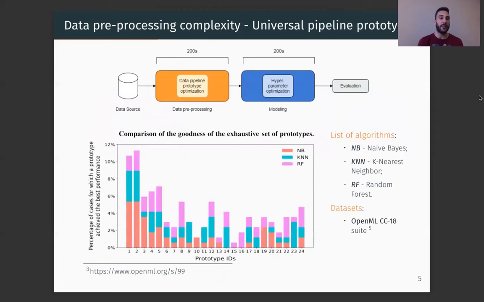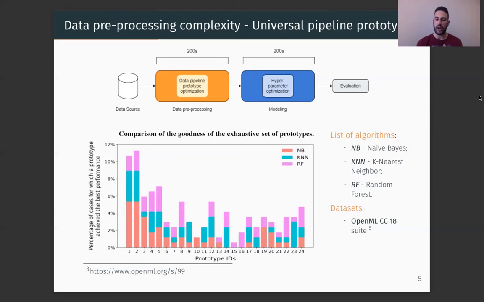So we optimize with SMBO the data preprocessing step with a time budget of 200 seconds, and the modeling phase with a time budget of 200 seconds. We selected a list of algorithms, therefore naive Bayes, KNN, and random forest, and also a suite of datasets, therefore the OpenML CC18 suite, that is an OpenML benchmarking suite. Then for each dataset and for each algorithm, we optimized each of the 24 prototypes of the exhaustive set because we wanted to find the prototype that achieved the best performance.